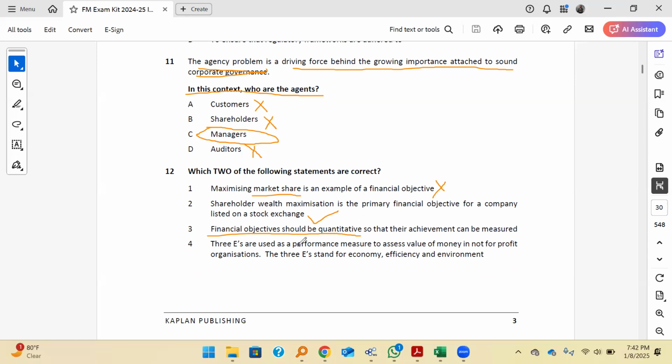First we are looking for two points, and we already have the two points. But just look at the last one: the 3 E's are used as a performance measure to assess value for money in non-profit organizations. The 3 E's stand for economy, efficiency, and it's not environment, it is effectiveness.